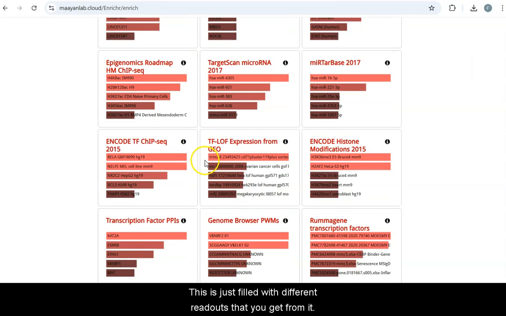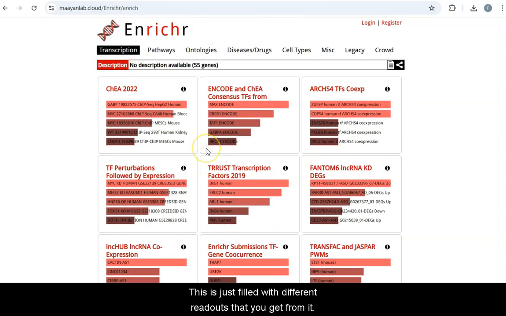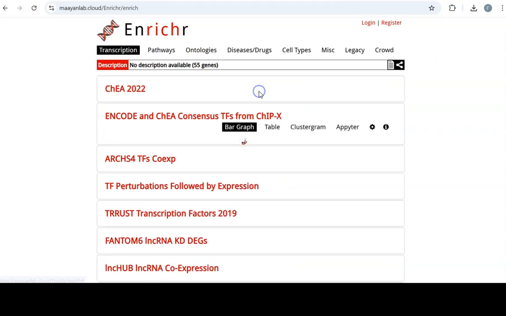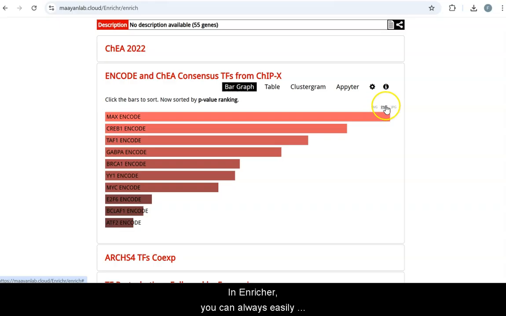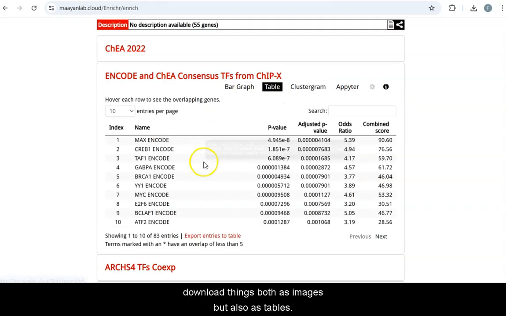And this is just filled with different readouts that you get from it, and I absolutely don't know how all of them are working, but there's a couple of them that we use occasionally. One being this consensus transcription factor binding from ENCODE and ChEA. In this you can always easily download things, both as images but also as tables.